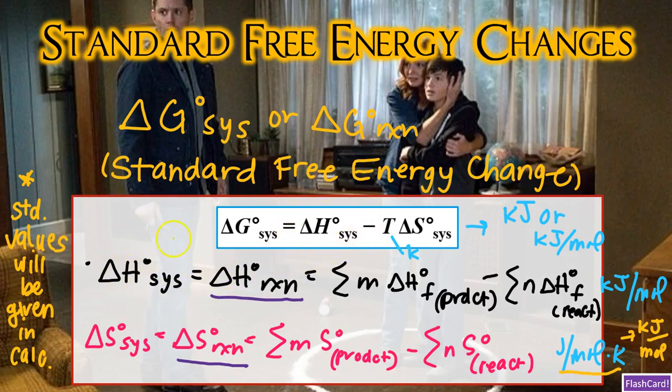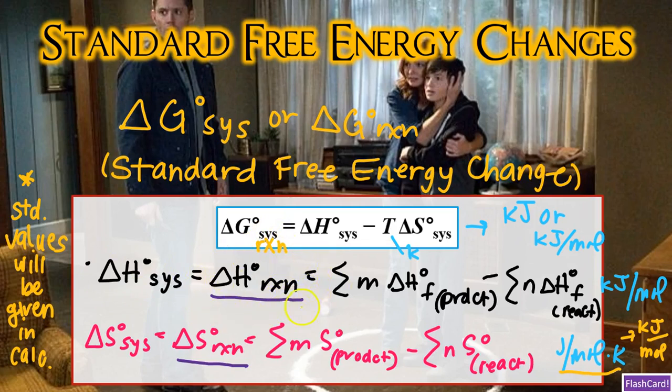Now, delta H naught of the system is interchangeable with delta H naught of the reaction. Similar to delta G naught of the system, it's also interchangeable with delta G naught of the reaction. So sometimes instead of saying delta G naught of the system here, you might see it say reaction as well. All right, so delta H naught of the system is interchangeable with delta H naught of the reaction.